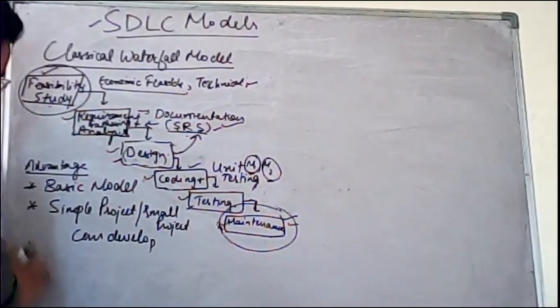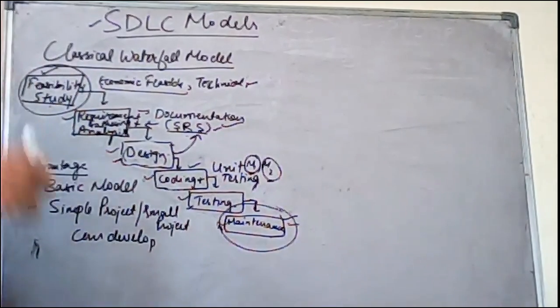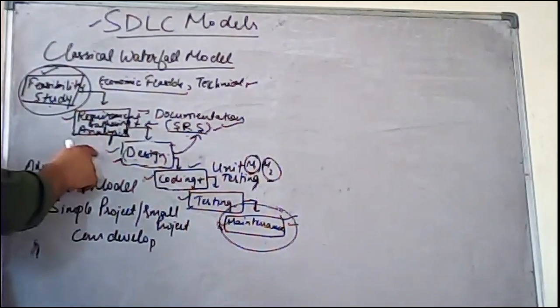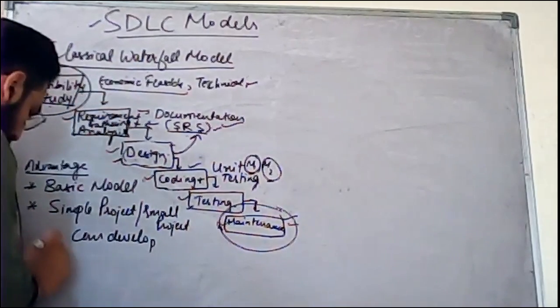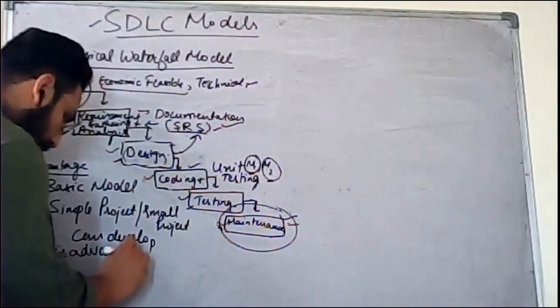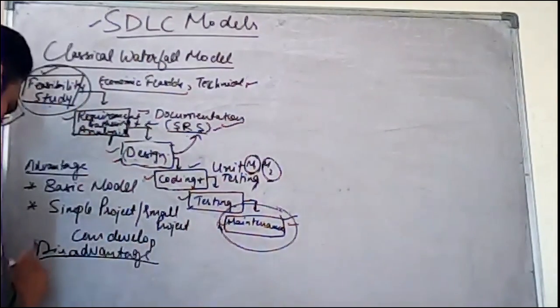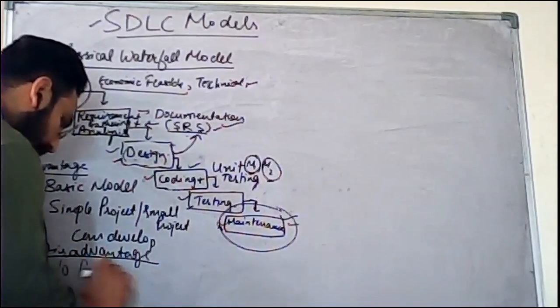Next, the disadvantages. The first point we have studied in the slide: this is the oldest model. Okay, this is the oldest waterfall model, the classical waterfall. Then the disadvantage is no feedback. What does no feedback mean?